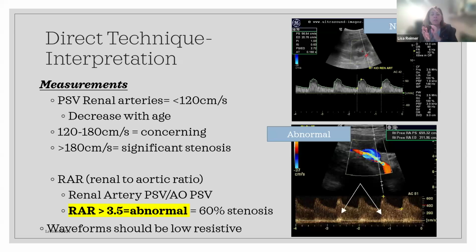We will take the renal artery Doppler information and we will compare that to the aorta. So what's coming out of the aorta? Is it making its way to the kidney, or is there a disruption along the way? So that comparative is called a renal to aortic ratio. So we take the renal artery peak systolic velocity and divide it by the aortic peak systolic velocity. And if that number is greater than 3.5, it's abnormal and indicative of a 60% or greater stenosis.